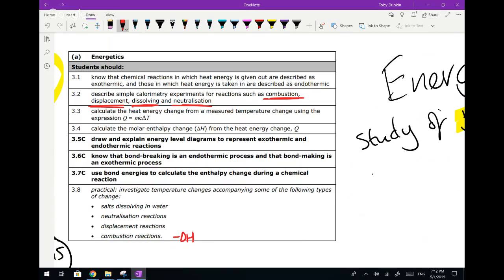Would cracking be endothermic? Oh my, Sarah, oh my, what a lovely connection to make, Sarah.